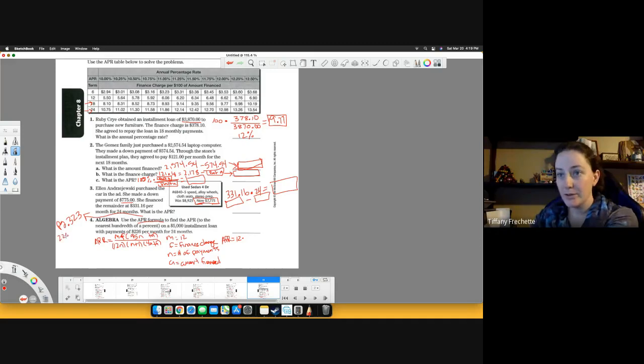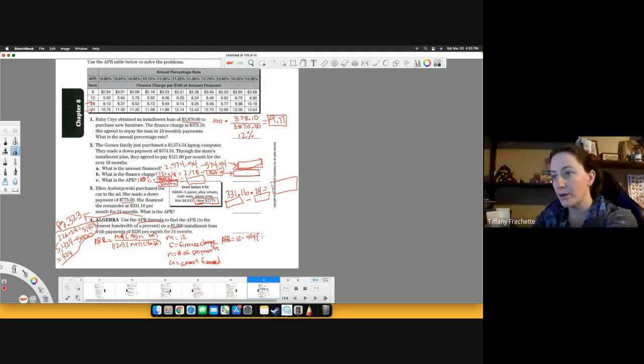So we have 226 times 24. And that will give us what we should pay over the whole loan, because we're paying $226 every month for 24 months. So we're going to be paying $5,424. And then we're going to subtract that from our principal. That way we know what our finance charge is. So our finance charge is $424.